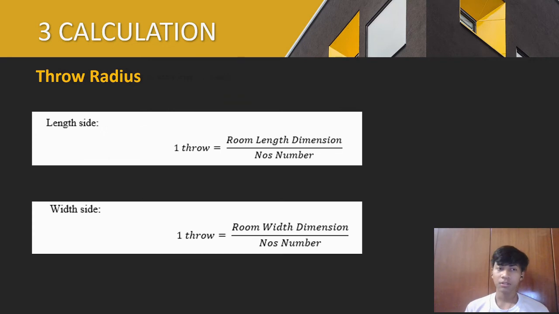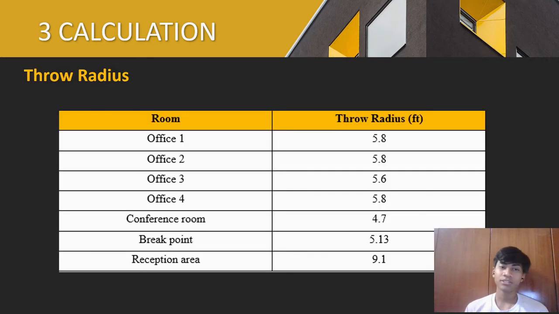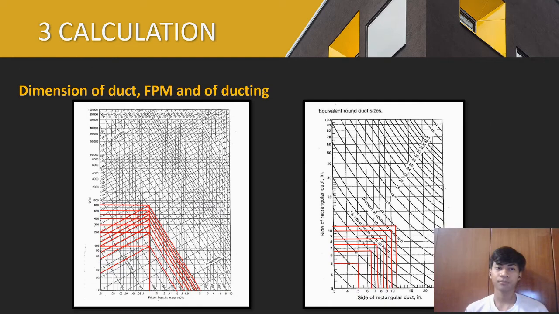The next one, calculate the throw radius that I already mentioned before. How to find it? Throw equals room length or width divided by the Knox number. So this is the table for the throw radius for each room. This is for office 1, office 2, office 3, office 4, conference room, break area, and reception area. The dimension of the duct, FPM, and size of ducting, I get from this galvanized steel chart, as you can see in this slide.